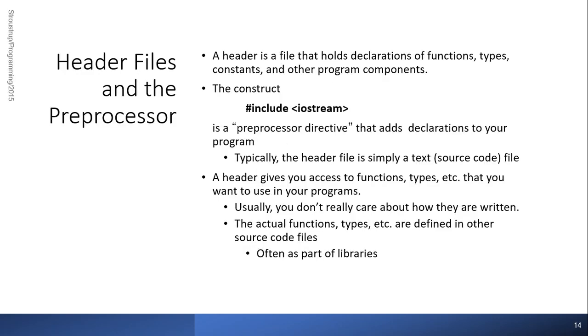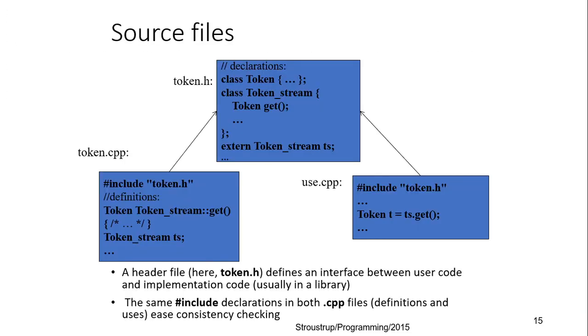I'll give you just an example of how we do that. This is a header file, token.h. Here we put all the declarations. You may not be aware of what this is. Here we are basically creating a user defined type token, and we are doing it by using classes. So here we have all the declarations. These include declarations for constants, declarations for variables, and declarations for functions.